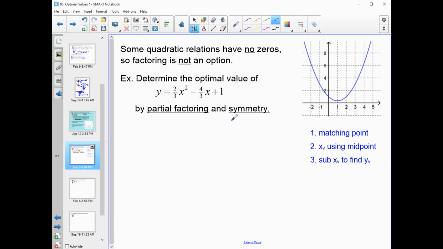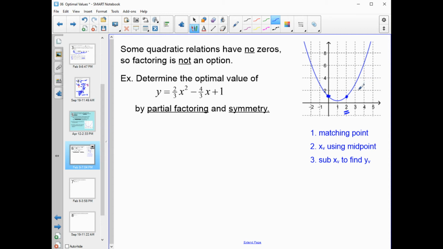So let's do an example on that. Those are a very condensed version of those 3 steps off to the right there, just to remind us. You can see that this graph clearly does not have zeros. It's not factorable. And so what we're going to try to do is, based off of the y-intercept, we're going to find the corresponding matching point. Now we can see that that occurs at x equals 2 from the graph, but we're going to pretend that the graph was not provided.